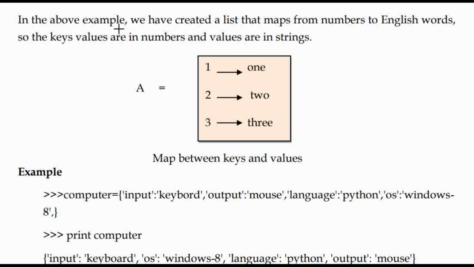In the above example, we have created a dictionary that maps from numbers to English words. So the keys are numbers and the values are strings. A is equal to, key values are 1, 2, 3 and their values are one, two, three in words. Map between keys and values.